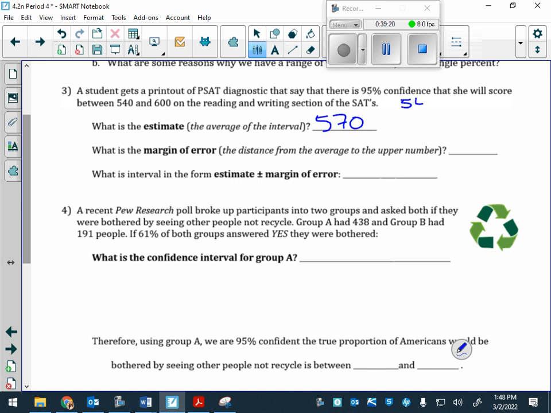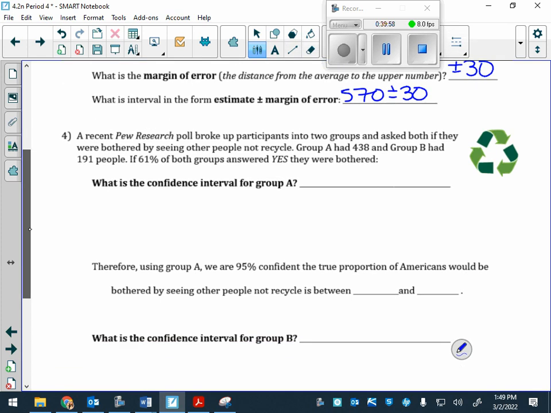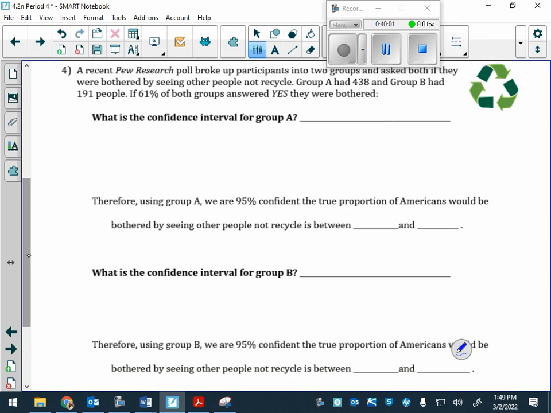Okay. It's the average of the interval. So you have 540 plus 600. You could divide by 2 or actually just figure out what the middle is. Okay. Then what is the margin of error? 30. Okay, so here we're just working backwards. They gave us the interval, so now we're just dissecting it basically. So the estimate is 570 plus or minus 30. Okay, so again, we just worked backwards there.